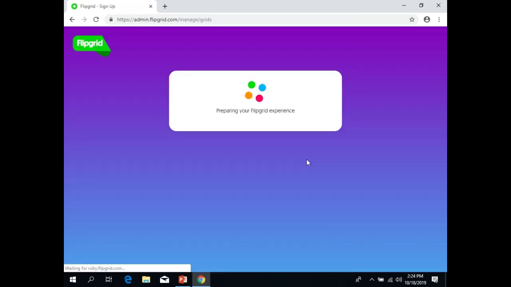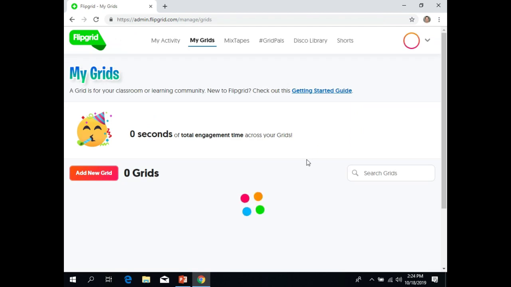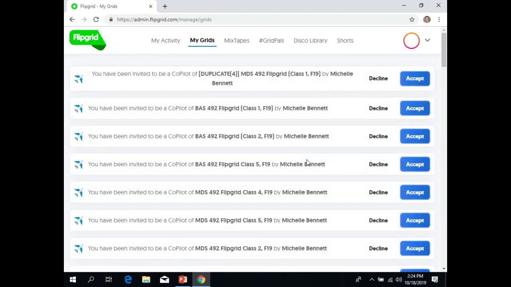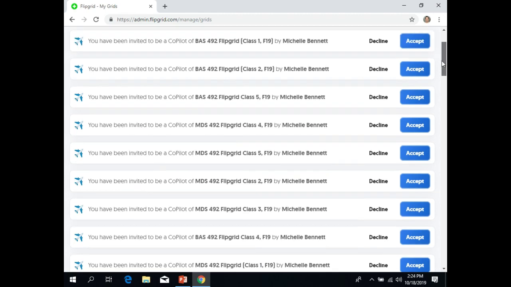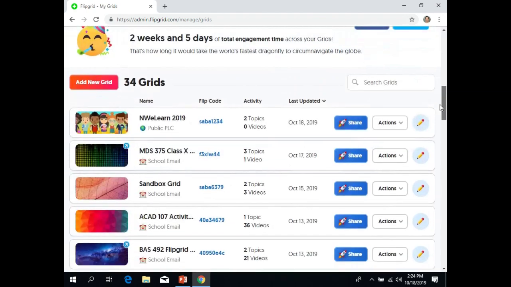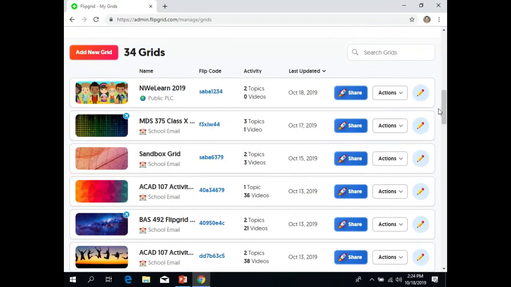For most of my students, or for me in my office or at home on my device, it only takes a couple of clicks to log in because most students have their password and everything remembered on the computer. What you see here is I've been invited to a bunch of other ones that I haven't accepted yet as an educator, as a co-pilot.